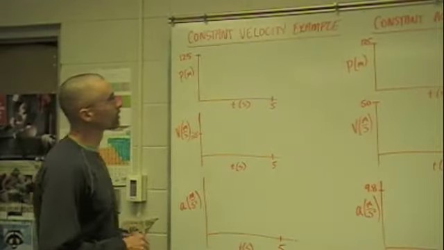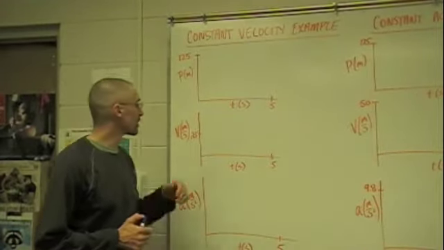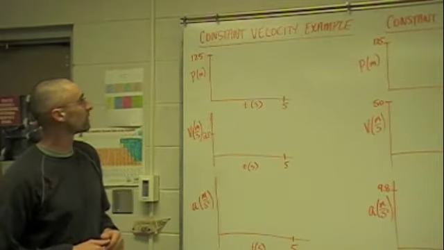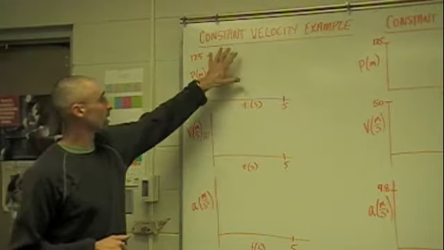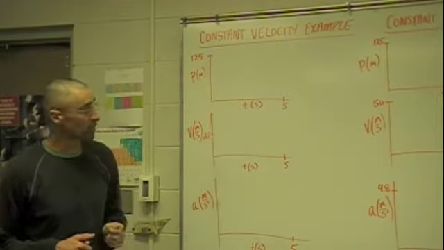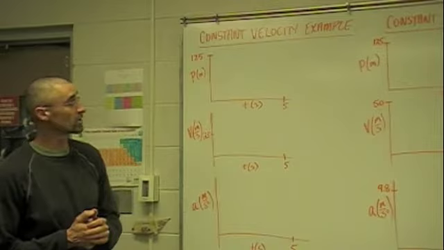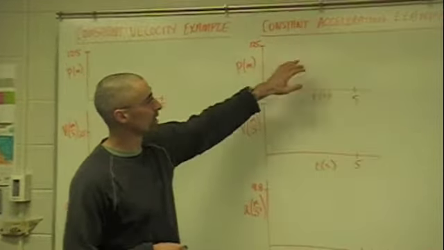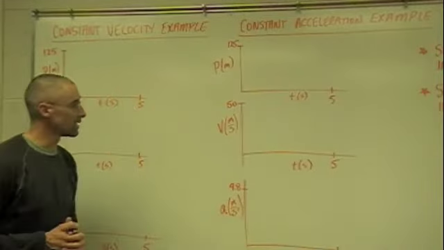Alright guys, today what we're going to look at is position, velocity, and acceleration versus time graphs under two different examples. One that we've been dealing with quite a bit, constant velocity. That's when you're moving a certain amount of distance in a certain amount of time. And then we're going to be talking about constant acceleration, which is what we've been working into lately.